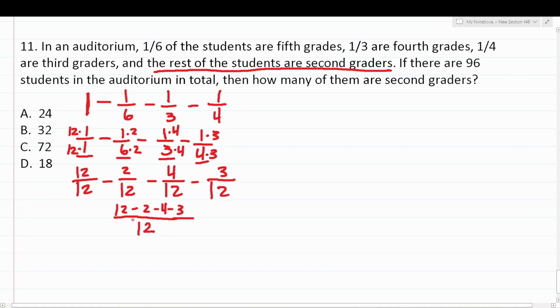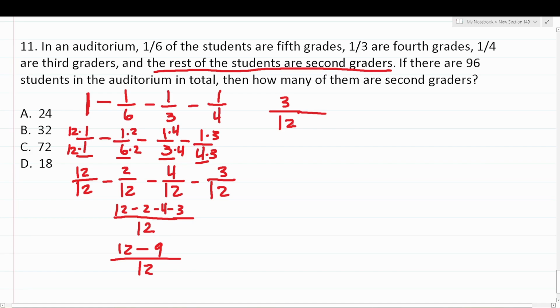All right, and let's go ahead and work this out. This simplifies to 12 minus, what is 2, 4, and 3? Well, 4 and 2 is 6. 6 and 3 is 9. So this is 12 minus 9 over 12. 12 minus 9, 9, 10, 11, 12. So that's going to be 3 over 12.